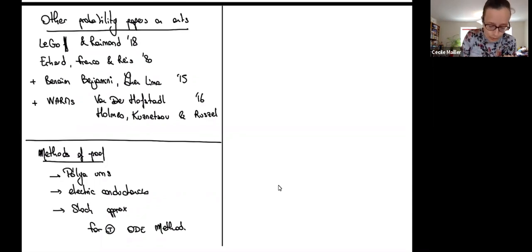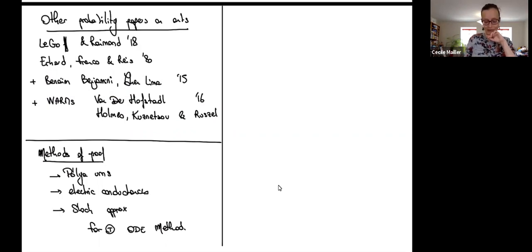And then there are also a series of papers about worms, which are basically a generalization of this model of Benaim, Benyamini, Chen, and Lima. And I think the first of these papers is from 2016 by van der Hofstad, Holmes, Kuznetsov, and Ruszel. Okay, so this is a very quick literature review.